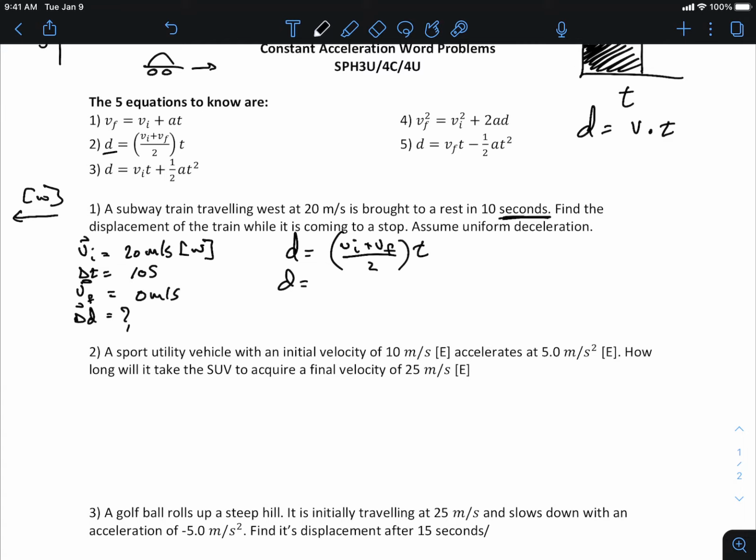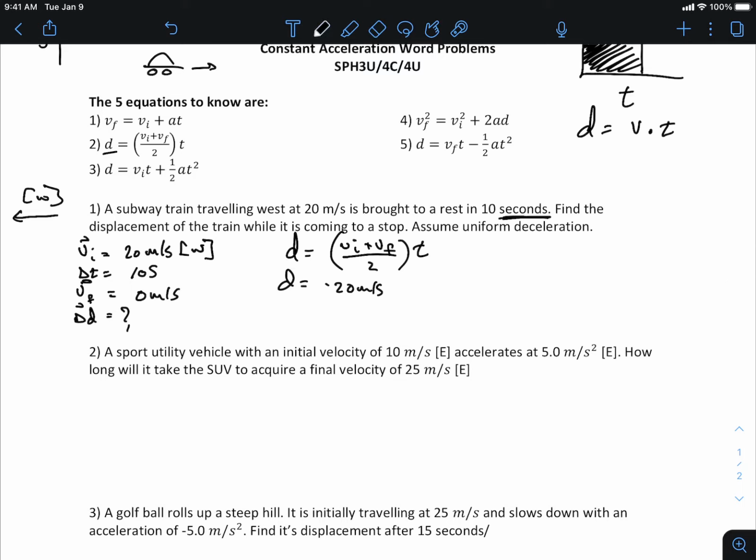D equals VI, which we know to be 20 meters per second. Now, at this point, I think you guys want to make a decision. You know that the train is traveling to the west. So when you get a final answer here of whatever your displacement is, distance traveled, you know that the train is traveling towards the west direction. So your answer better have an answer of west. Or if you choose not to do that, you can make this negative.